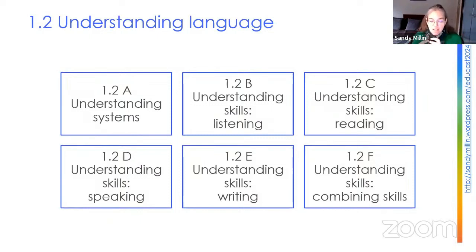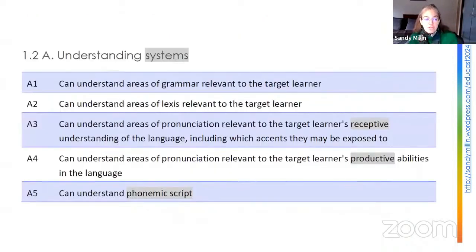Okay. And then each of these lettered areas is then broken down into the actual competencies themselves. So, for example, understanding systems has 5 competencies. So 1 is can understand areas of grammar relevant to the target learner. 2 is lexis. 3 is pronunciation relevant to receptive understanding, so their listening skills. And then 4 is productive pronunciation. So this is about their speaking skills. And then 5 is the phonemic script.